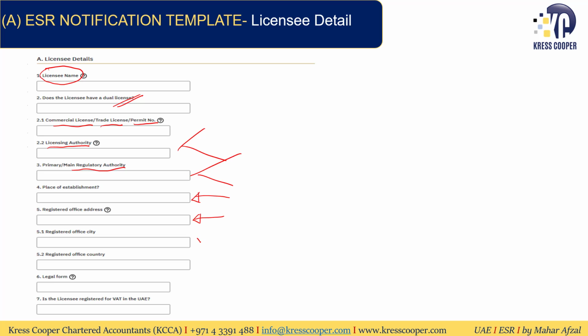For the registered office, we need to mention the city as well as the country. We need to mention the legal form, which might be sole proprietorship, LLC, or public joint stock company. Is the licensee registered for VAT purposes in UAE? If yes, in case the licensee is registered, then we will be required to provide the 15 digit VAT registration number.